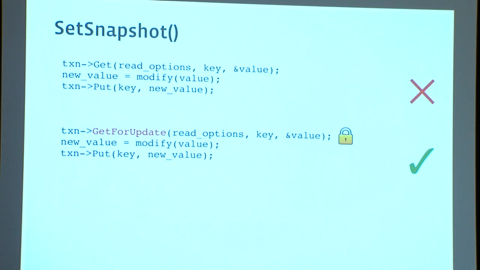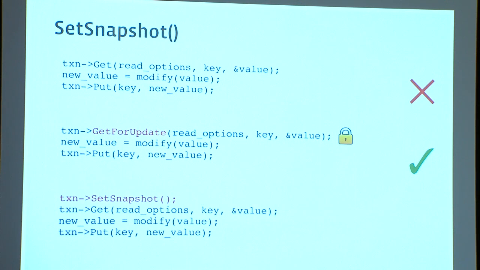However, in the general case, it can be a pain if we require users ahead of time to do a get for update for all keys that they might change anytime in their transaction. It's really hard to reorder your application logic to do this. And when we're supporting arbitrary transactions, we can't just figure out what the transaction is going to lock and lock it ahead of time. So instead, we have a function called set snapshot.